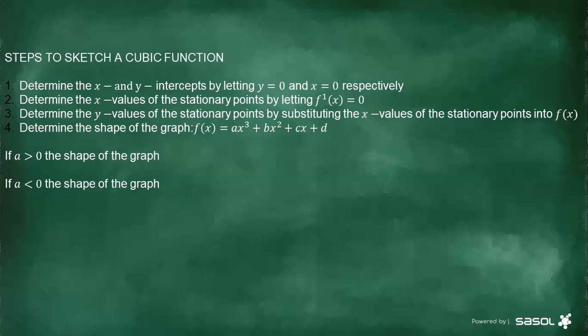Number two, you must be able to determine the x values of the stationary points by letting f prime of x equal to 0. Now this one, remember, for you to be able to determine the stationary points, you have to do the derivative of a given function first, and thereafter you then equate it to 0 so that you can be able to solve for the x values.